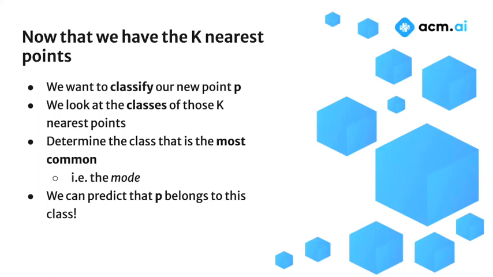Okay, good, cool. So we're going to look at the classes of the KNNs point, and K is just a number. You can pick that number. And now we're going to determine the class that is the most common among the KNNs points. And then we can just determine that P belongs to this class that it is the closest to. Does that make sense to everyone?